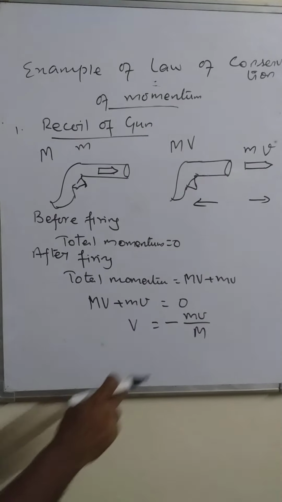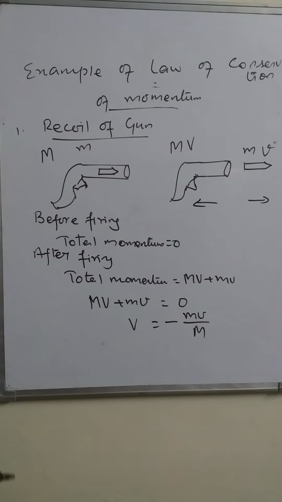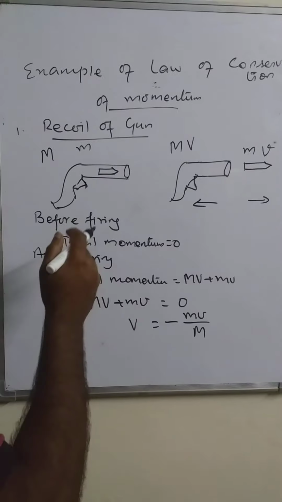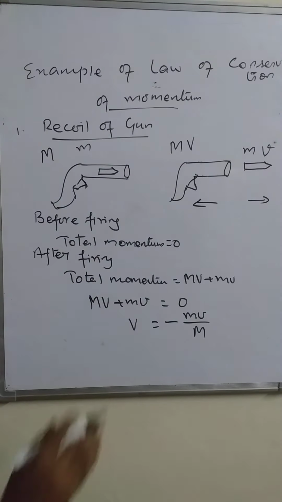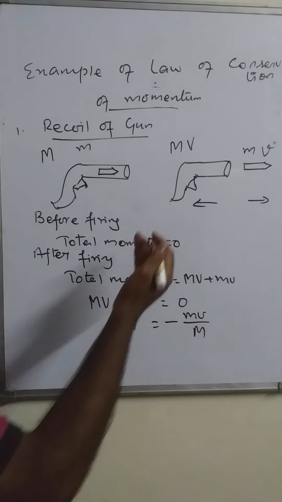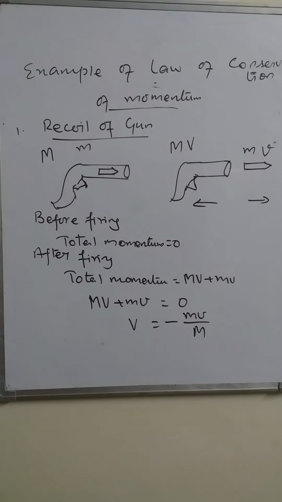So what does this minus represent? The minus represents that the velocity of the gun is opposite to the direction of the velocity of the bullet. The bullet is moving in the forward direction, so the gun moves in the backward direction. This happens practically whenever a gun is fired.